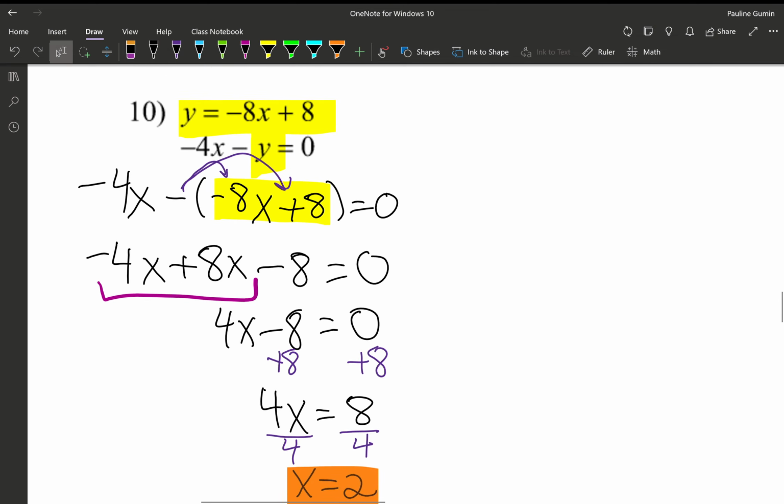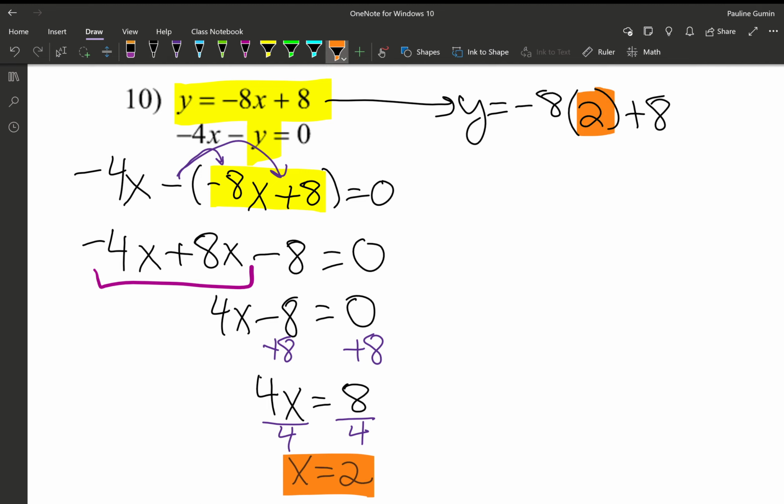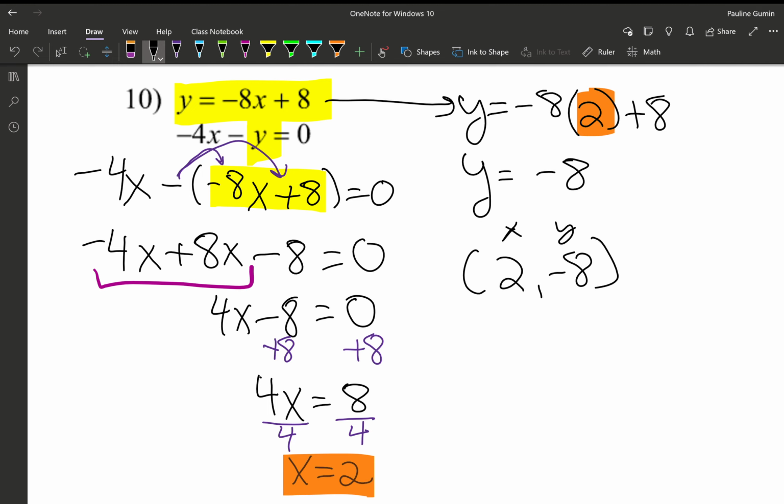We have a y equals equation. Let's plug in that x. Y equals negative 8 times 2 plus 8. So instead of x, we have a 2. Negative 8 times 2 is negative 16, and negative 16 plus 8 is negative 8. So our final answer is 2, negative 8.